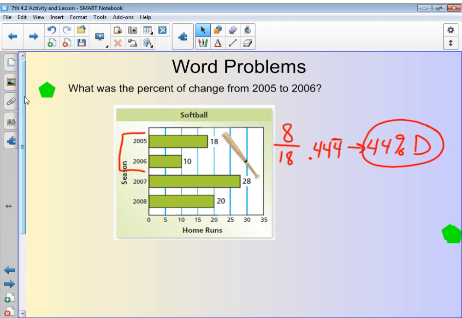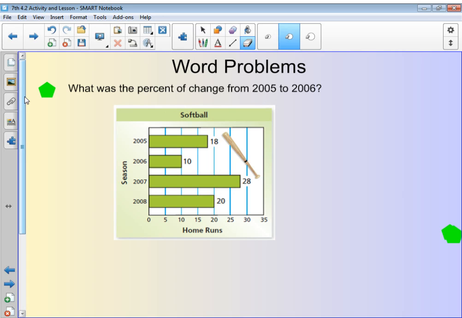Okay, if I had worked from 2006 to 2007, then my original number would be the 2006 point. Okay, so here we can see it was an increase. It increased from 10 to 28, so we would use 18 change over 10, and then we would identify if it was an increase or a decrease based on, we started in 2006 and went to 2007.